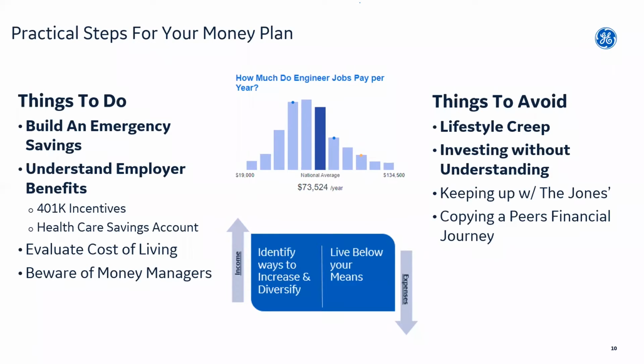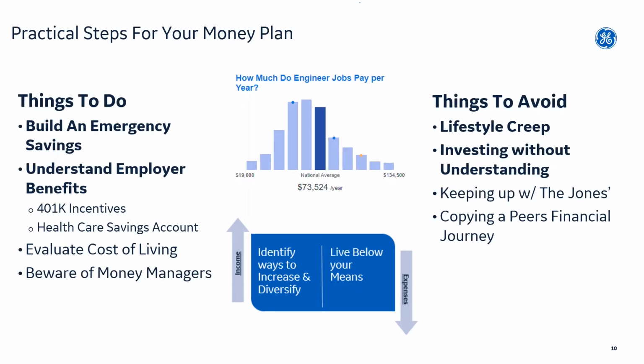The key pillar of financial literacy, and what I want to make sure that you keep in mind for your money plans, is you're always looking for ways to identify, to increase and diversify your income. So that's one side of the equation. How can we increase our income? The other half of the equation is to live below your means. Just because you can afford something, you have to check to say, is it something that you need or want, or where does this fit into your plan?